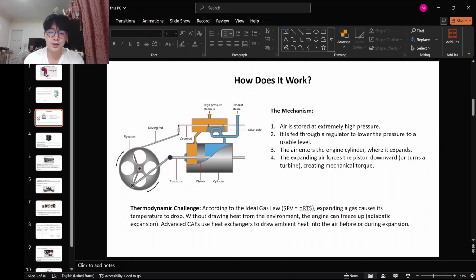The thermodynamic challenge. According to the ideal gas law, or PV equals nRT, expanding a gas causes its temperature to drop without drawing heat from the environment. The engine can freeze up, or we can say that it is an adiabatic expansion. Advanced CAEs use heat exchangers to draw ambient heat into the air before or during the expansion.